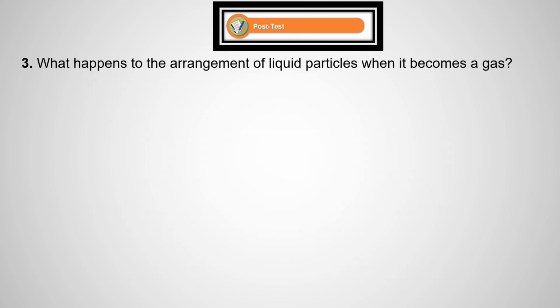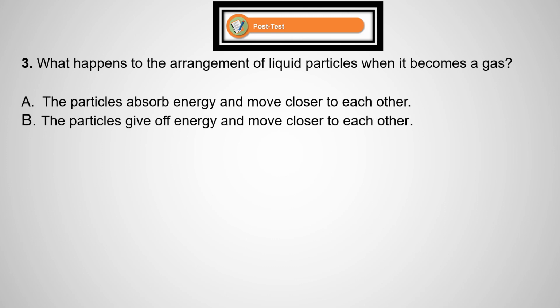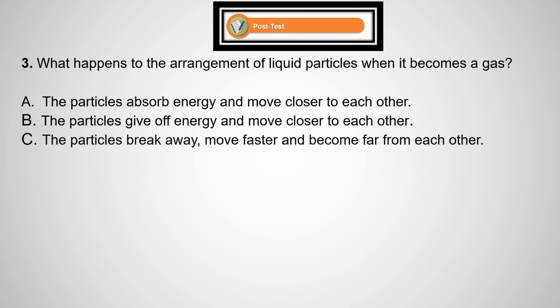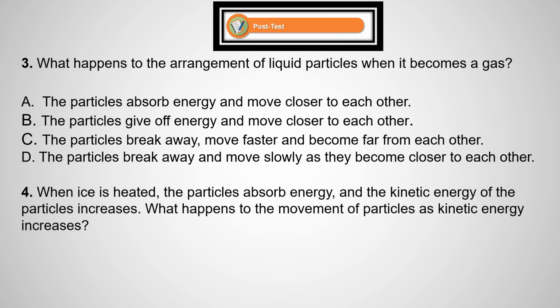Number 3. What happens to the arrangement of liquid particles when it becomes a gas? A. The particles absorb energy and move closer to each other. B. The particles give off energy and move closer to each other. C. The particles break away, move faster and become far from each other. Letter D. The particles break away and move slowly as they become closer to each other.